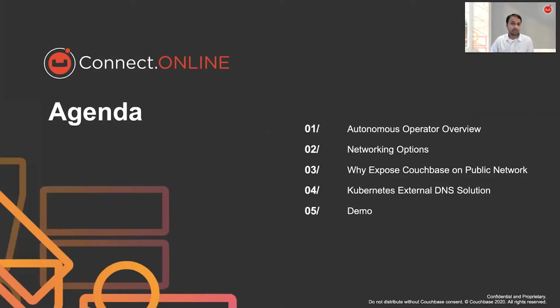This is the agenda for today's session. First, we will do a sneak peek on the Autonomous Operator overview, where we will see the various enterprise-grade features of the Operator, and we will then look at the Autonomous Operator architecture. We will then see what the different networking options are when it comes to accessing a Couchbase cluster deployed on a Kubernetes platform using Autonomous Operator. We will then focus on why we need to expose a Couchbase cluster on a public network. And finally, we will see how the Kubernetes external DNS solution helps us to access the Couchbase cluster on a public network.